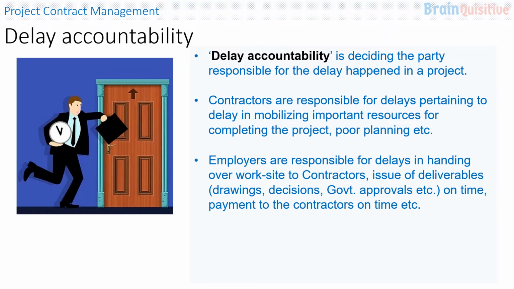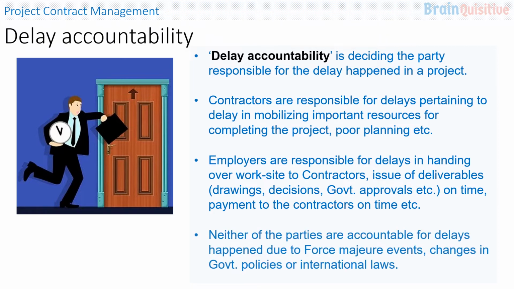while the employers are responsible for delays in handing over of the work site to the contractors, issue of deliverables, for example drawings, decisions, and government approvals, etc., for which the employer is responsible on time, and releasing the payment to the contractors on time. Neither of the parties are accountable for delays that happened due to force majeure events, changes in the government policies, or international laws.